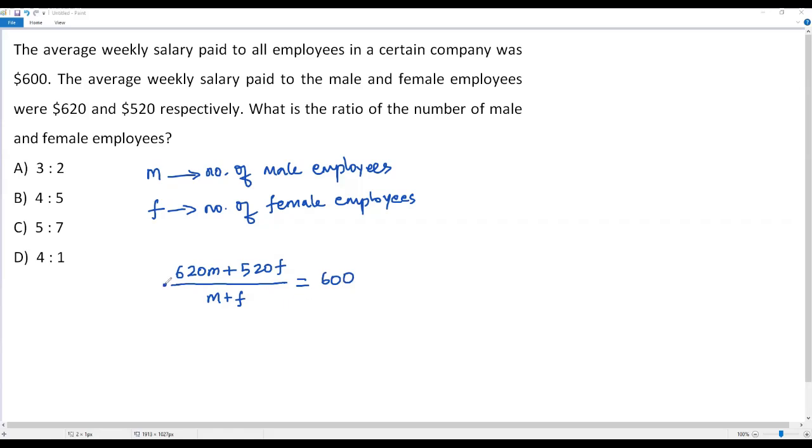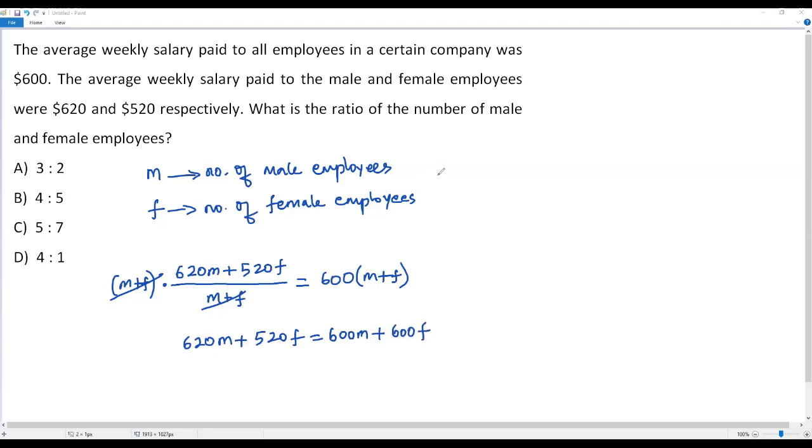Now let me multiply both sides by M + F to get rid of the denominator. So this M + F will cancel out. Then I get 620M + 520F equals, now we can distribute this 600 to M + F, so I get 600M + 600F.